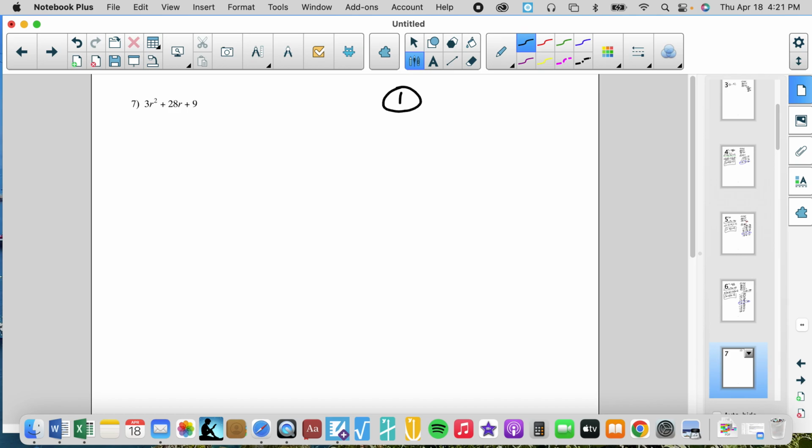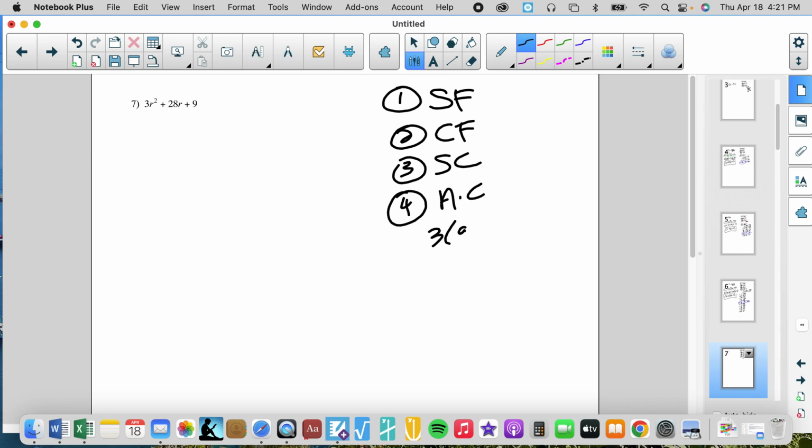Oh, so close again. Number 28. Standard form, yes. I was already skipping steps. Common factor, no. Special case, 9's a perfect square, but 3 is not, so no. A times C: A is 3, C is 9, so 27. 1 and 27, 3 and 9, and that's it. Signs are the same, both are positive. So that's my 28 for my middle.